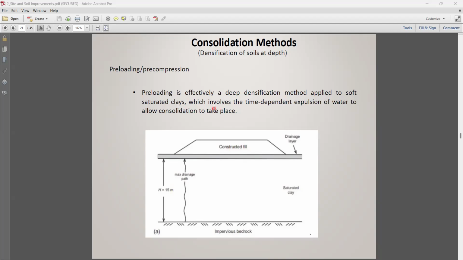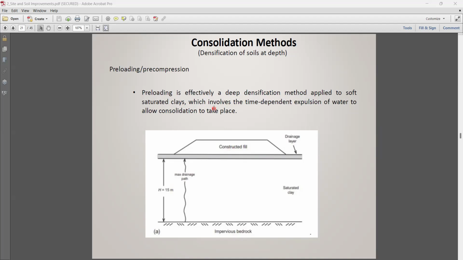Then the other mechanisms we discussed: dynamic compaction, then vibro compaction, then vibro flotation, then vibro columns with sand or stone columns.